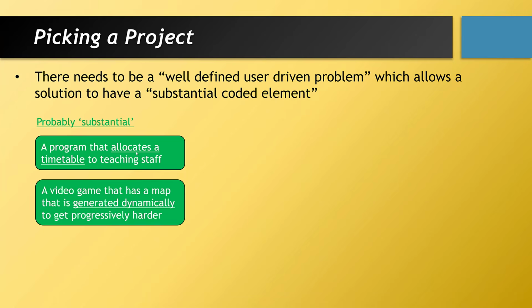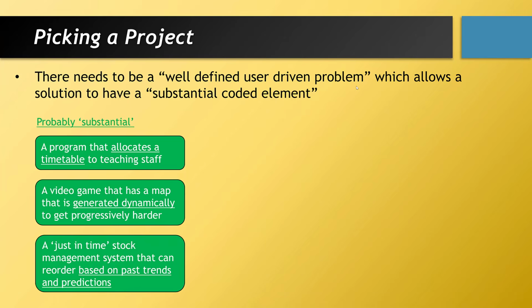Another completely different idea might be about gaming. Now, gaming is not an obvious problem, but is perfectly fine as a project if you've got enough coding and enough computational stuff going on. So if it was a video game which has a map which is generated dynamically, as in on the fly, to get progressively harder, again, that provides enough algorithmically to be good enough for an A-level project.